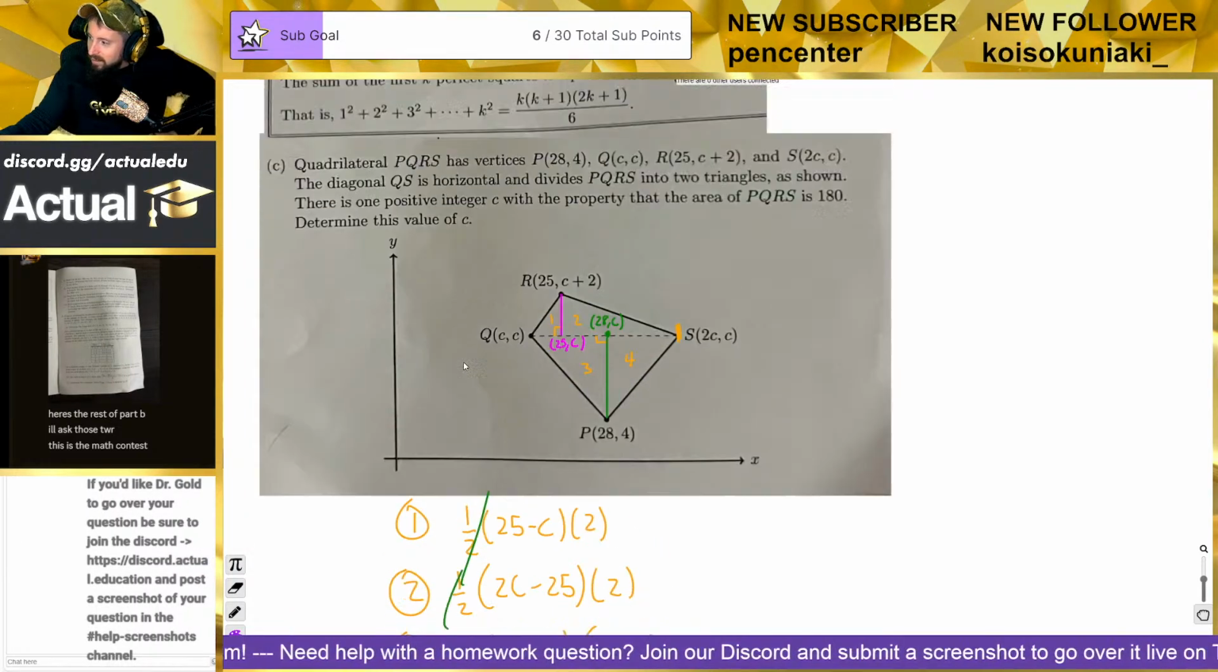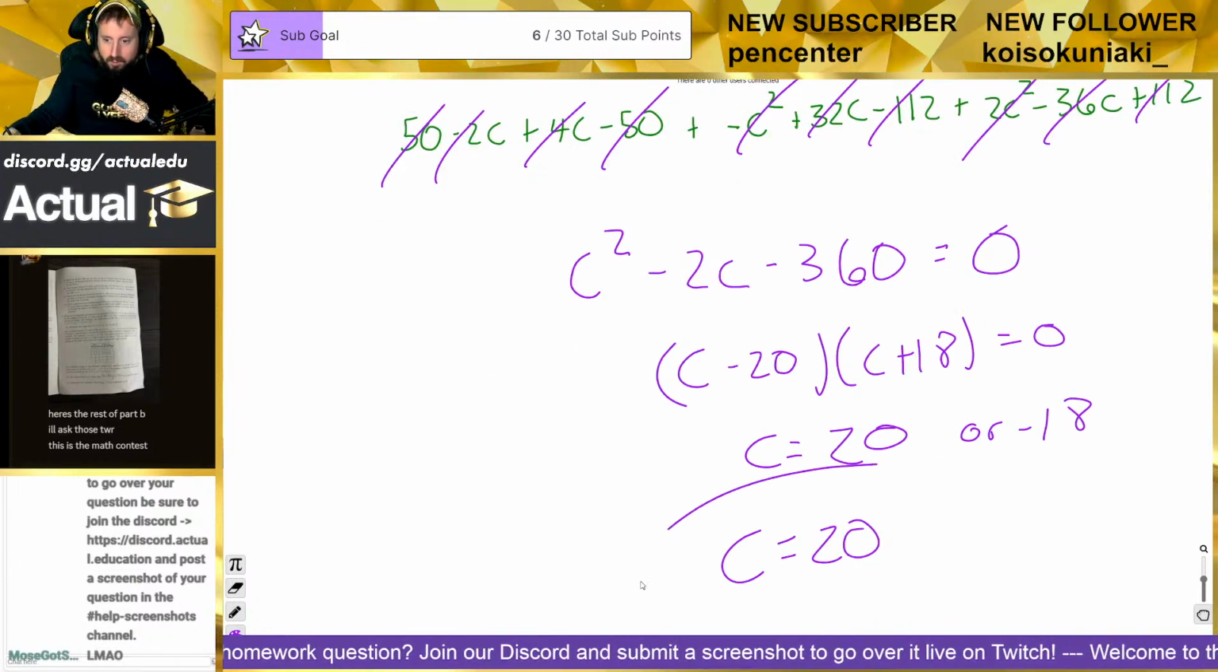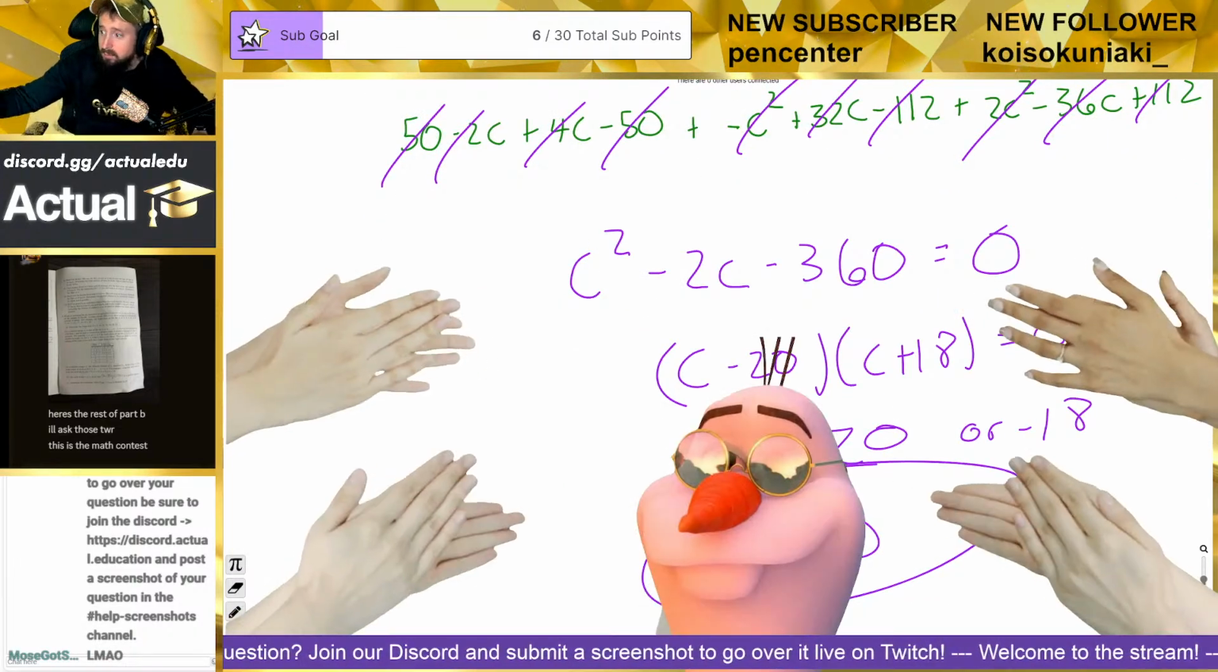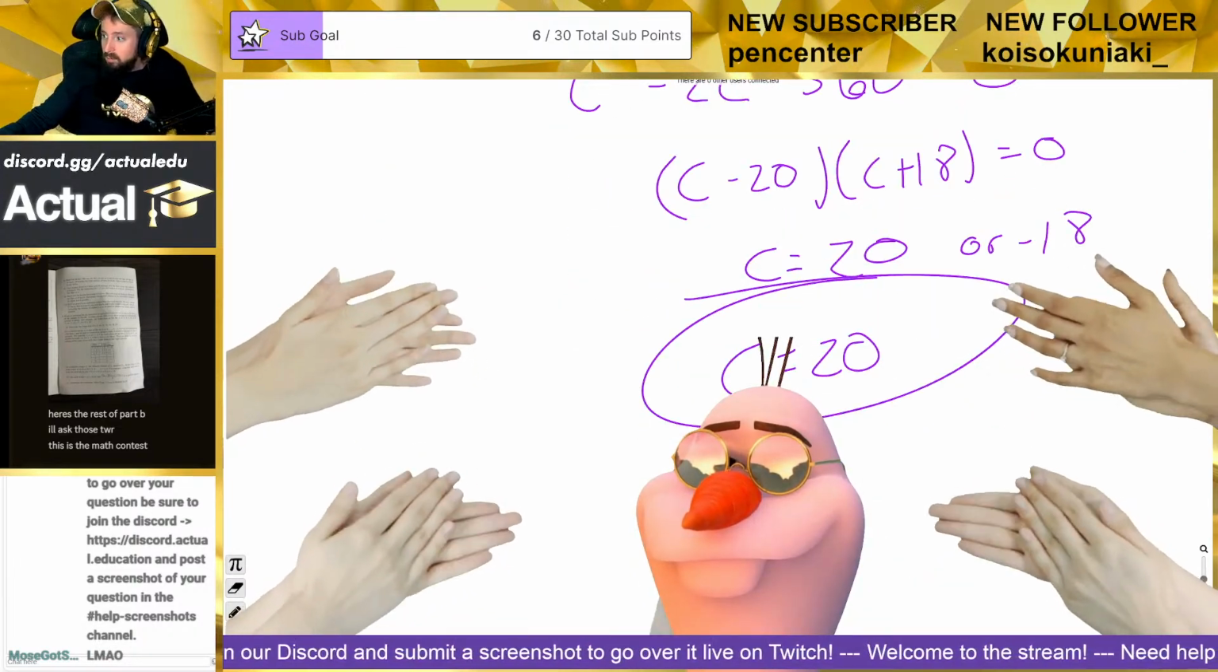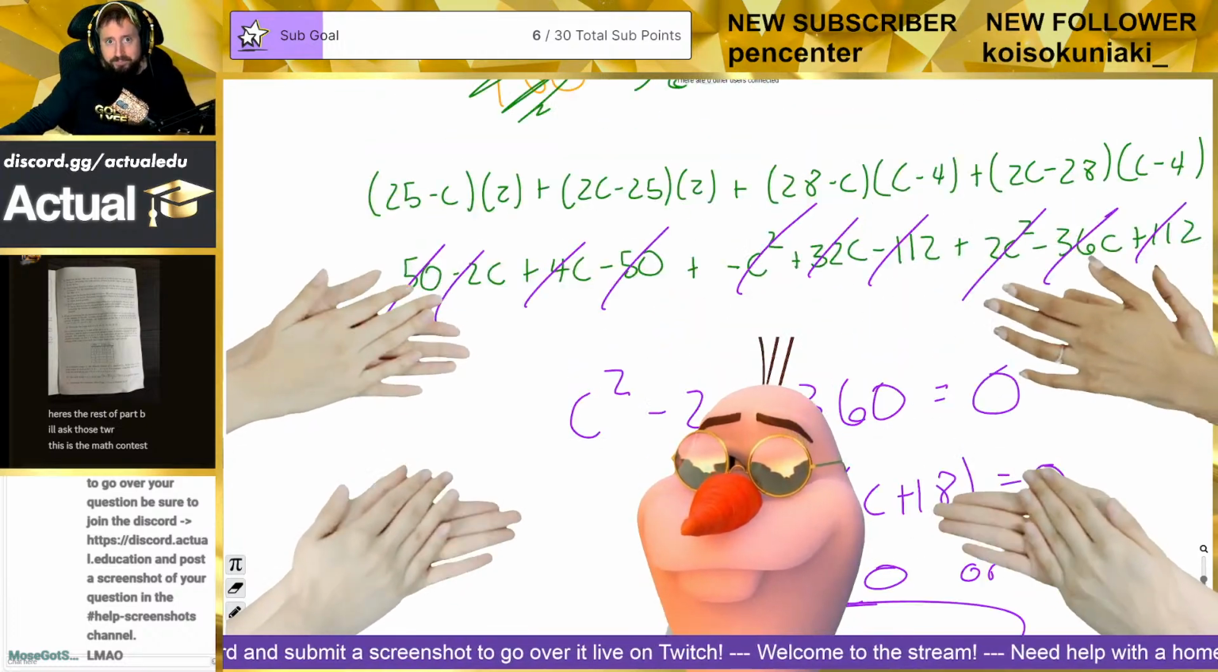Yeah, thanks, Poingalis. Yeah, c equals 20. I think c equals 20 is correct. Yeah, that's a cool one. Nice. Good job. I think that's right. Wasn't too bad.